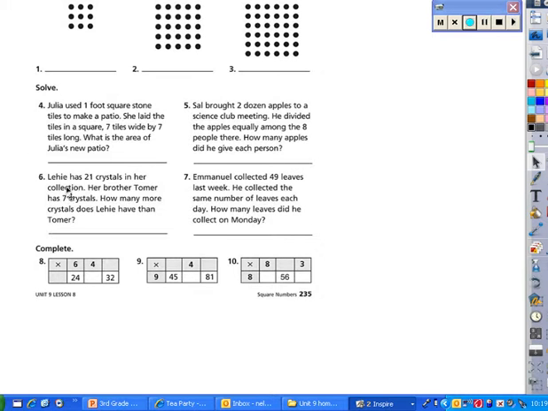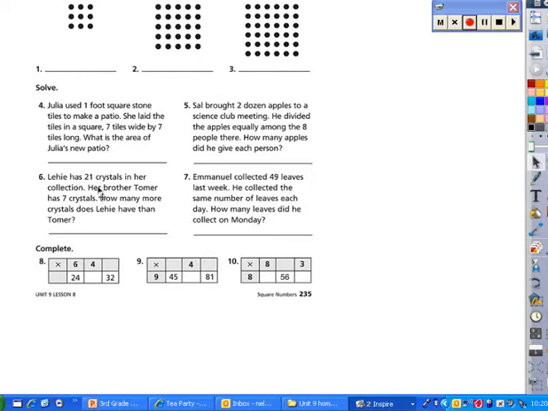Okay, Leah has 21 crystals in her collection. Her brother Tomer has 7 crystals. How many more crystals does Leah have than Tomer? Okay, we'll be very careful here. You have to figure out if you're going to add, subtract, multiply, or divide.